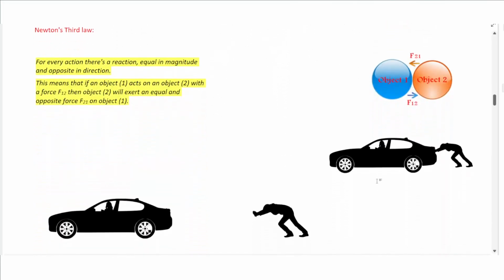Newton's third law states that for every action there is an equal and opposite reaction. For example, if object 1 acts with a force on object 2, object 2 will react with an equal and opposite force. For example, here F12 is equal in magnitude to F21, from 1 to 2 and from 2 to 1, and one of them has a negative direction.